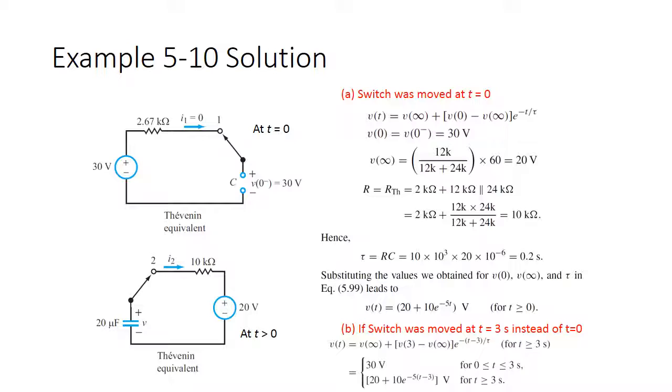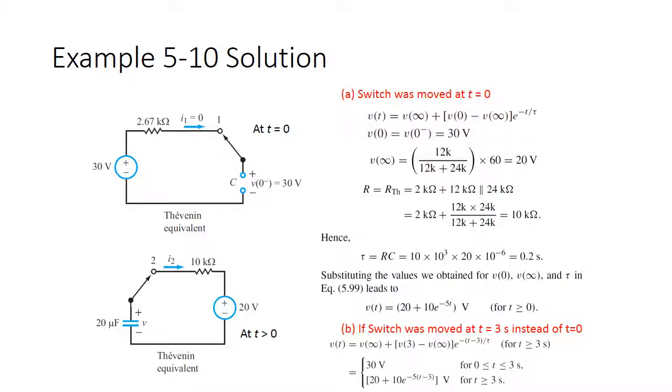And if we substitute the values we obtained for V0 and V infinity, which are our initial case and our infinite case, and tau into the initial equation, we're going to be able to solve for the voltage V of t. That V of t for our circuit is V of t equals 20 plus 10 e to the minus 5t volts, and that's at any time greater than t equals 0, because at time 0 or smaller, we're just going to have 30 volts, because that's what we already got from the initial equation from the top left circuit.